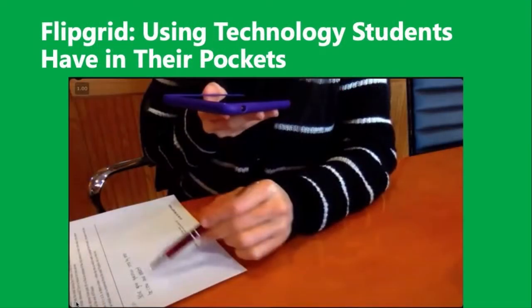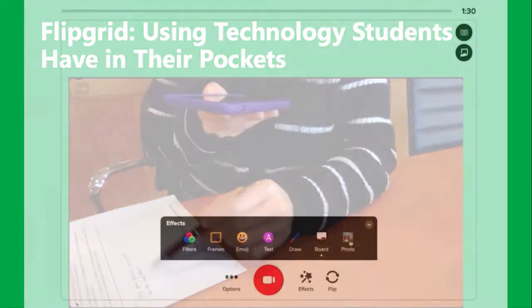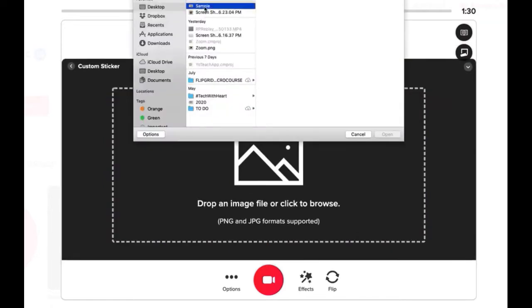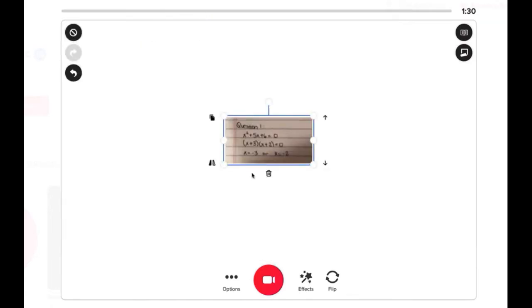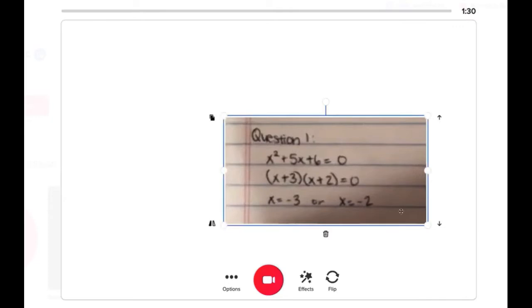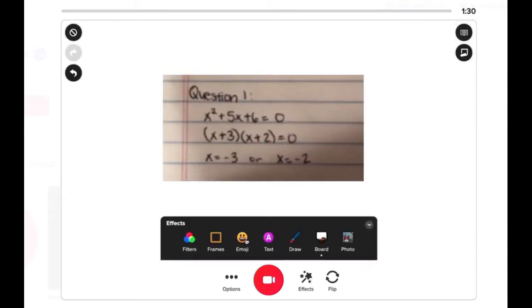I like to keep the technology as simple as possible here. My students all have cell phones, so that's usually what we use. Students just open up the Flipgrid app on their phone, then they hover their phone over their piece of paper like this, and they talk us through their solution process step by step. If students don't have phones in the classroom, you can have them upload a picture of their work to Flipgrid, and then they can record on their laptop.